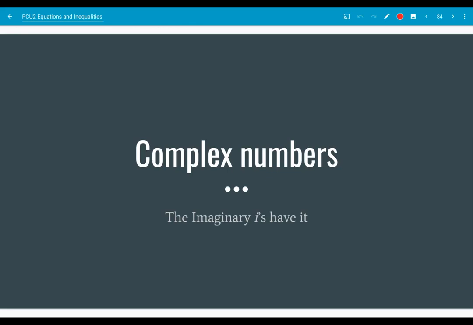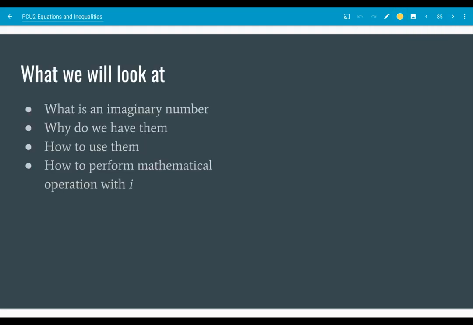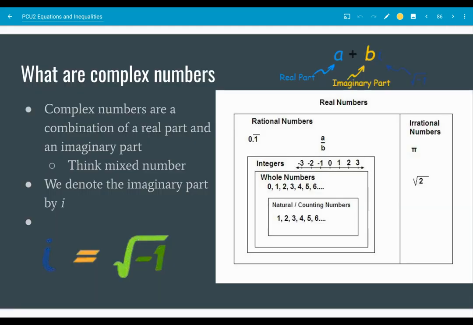In this video, we're going to look at complex numbers. We're going to look at that italicized i. So we're going to look at what is an imaginary number, why do we have them, how do we use them, and then how do we do math with i. So to start out with, what are complex numbers?